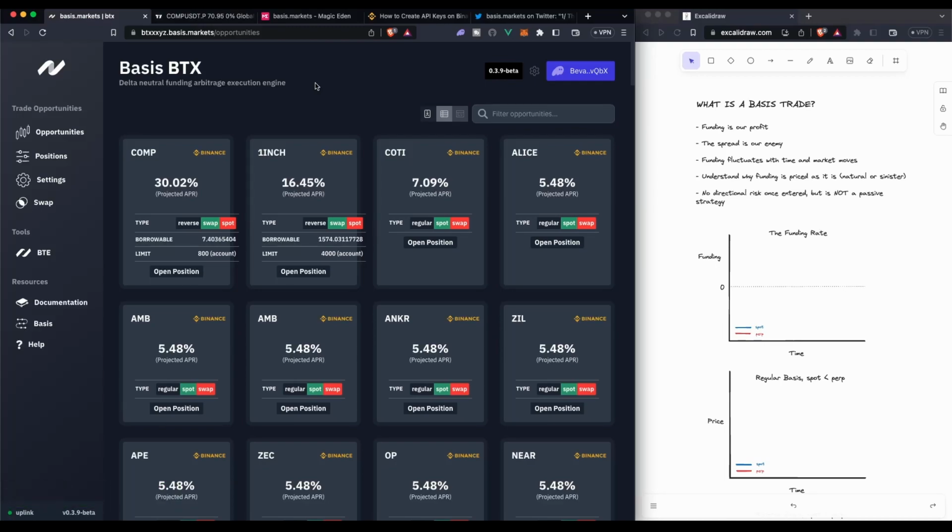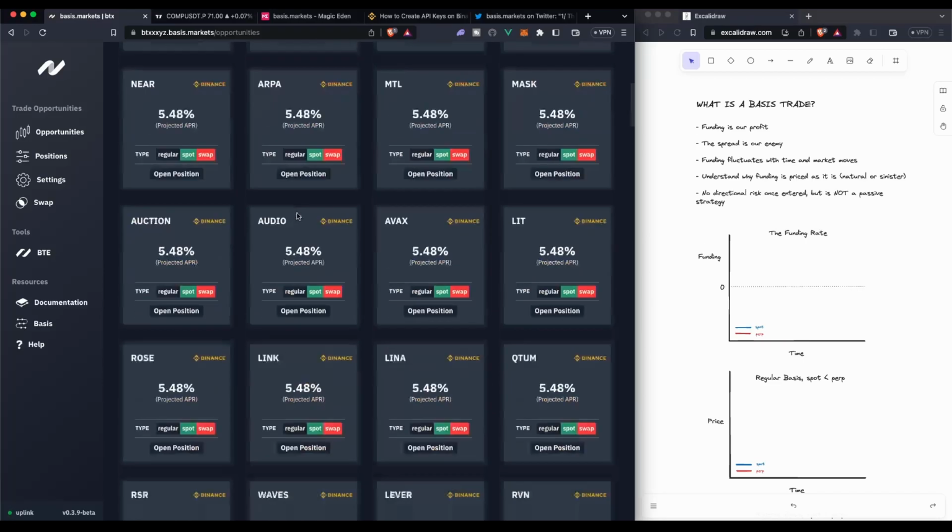So now that we are in the BTX, we can see all of the opportunities that are available for that delta neutral funding arbitrage. So here we have COMP paying 30% APR, so 30% returns annualized over the year, 1INCH at 16.45%, and all of these other opportunities. And there's quite a list.